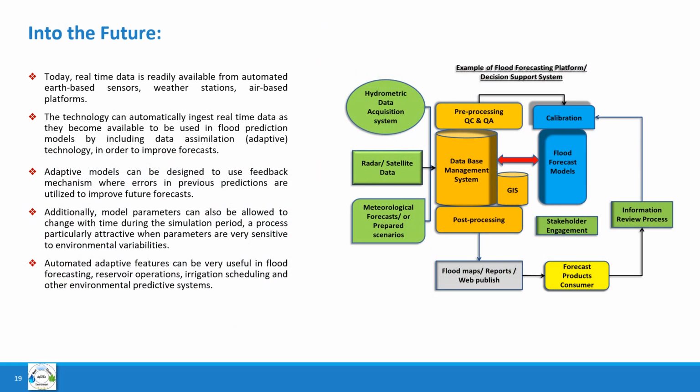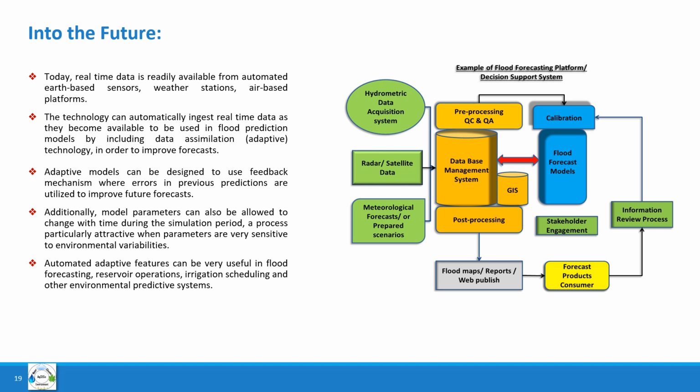Into the future, real-time data will become more readily available from automated earth-based sensors, for example, soil moisture probes, hydrometric and weather stations, and air-based platforms like drones, radars, and satellites. Flood prediction models can be built to take advantage of such information by including data assimilation technology, among others. The technology can automatically ingest real-time data as they become available.